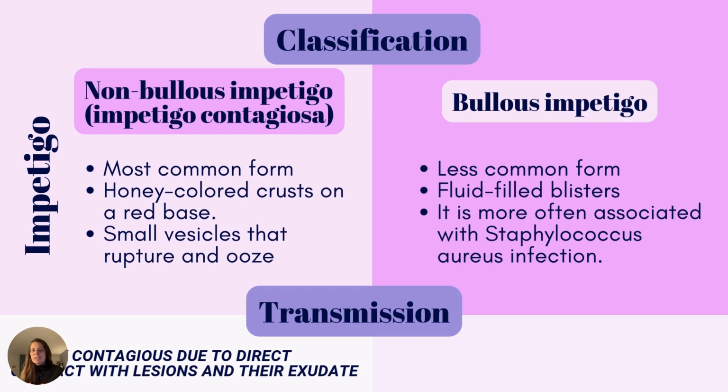And since I'm talking about vesicles and blisters, what is the difference between the two of them? Okay, so a vesicle is defined as a small fluid-filled sac that typically measures less than 5 millimeters in diameter. The blisters are defined as a larger fluid-filled sac, usually measuring over 5 millimeters in diameter.